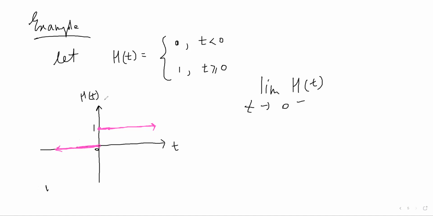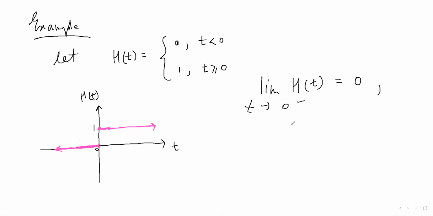So obviously now, because the function is 0 for all t values that are less than 0, meaning all t values that are to the left of 0, the function then, when the t values are approaching 0 from the left, will also approach 0.